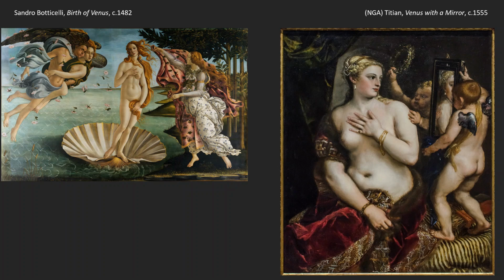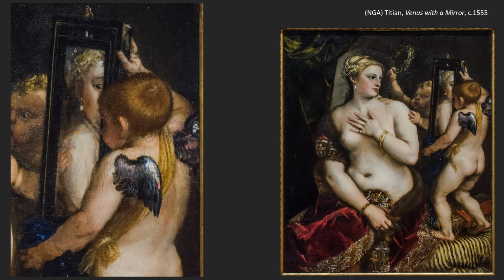We have two putti there. One is actually Cupid, the other one of his helpers, and one of them crowns her, gives her a laurel crown for her success in making herself beautiful as she looks into the mirror, and kind of looks at us as well. The other figure is Cupid, and he's holding up a mirror to her so she can see her work. We know he's Cupid because if you look down by his ankles, you can see the quiver with its arrows, ready to shoot you, the viewer.